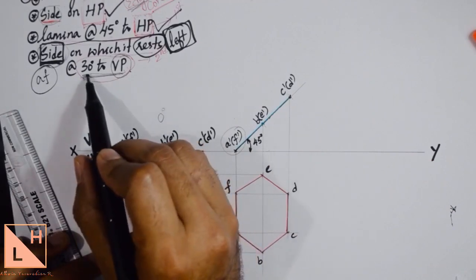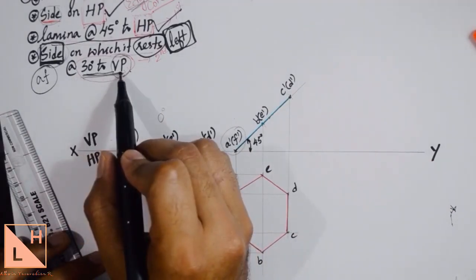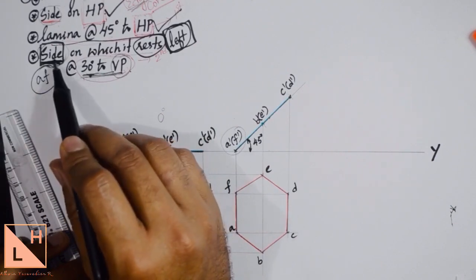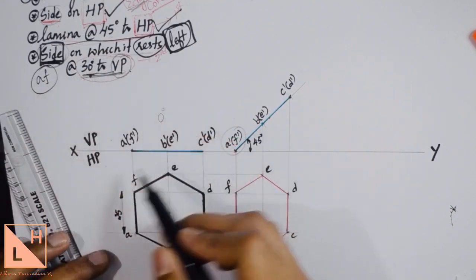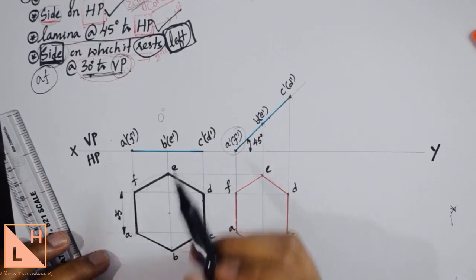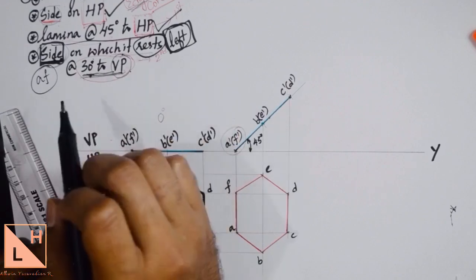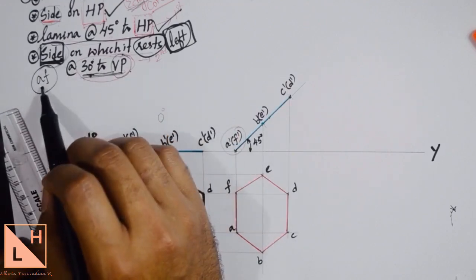You just check the angle given with respect to VP. What is this angle with respect to? This angle is with respect to the side on which it rests. So the hexagon has basically 6 sides. You need to select only one side, the side on which it is resting. The side on which it is resting is AF.